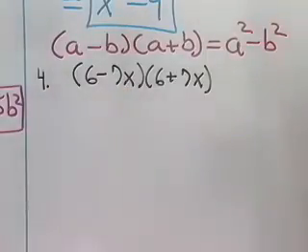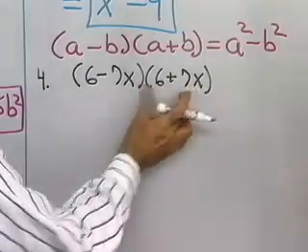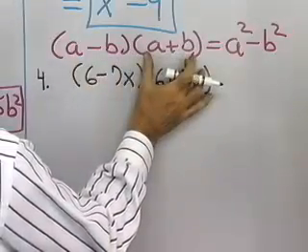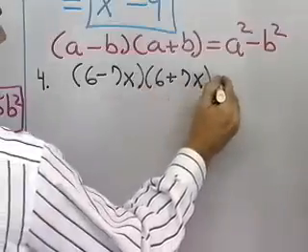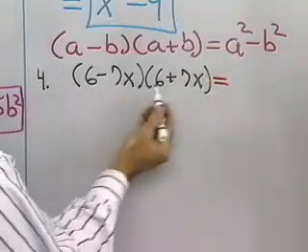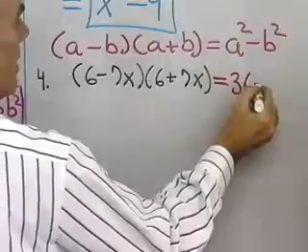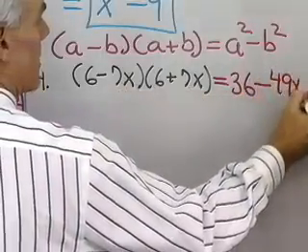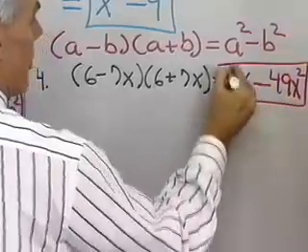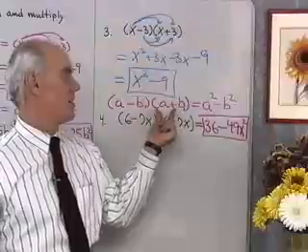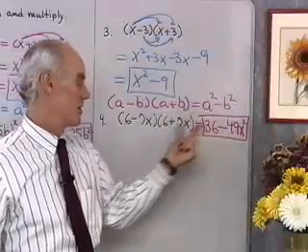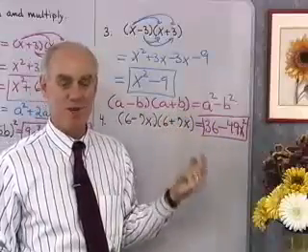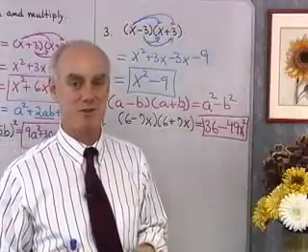6 minus 7x times 6 plus 7x right here, so I see that this binomial times this binomial has this form to it. So since it has that form, I can just simply write the answer as 6 squared, which is 36, minus 7x quantity squared, which is 49x squared. So products in this form right here always result in the difference of two squares. These two binomials have this form to them, so that product results in the difference of two squares also.